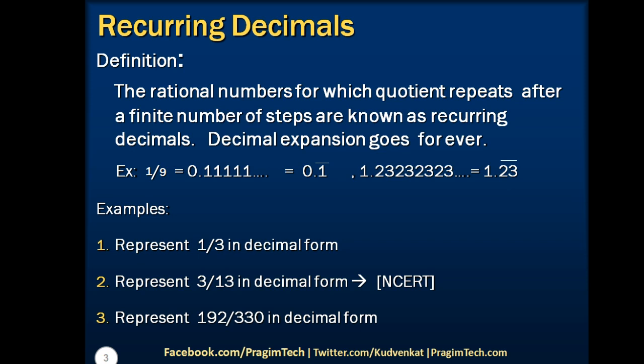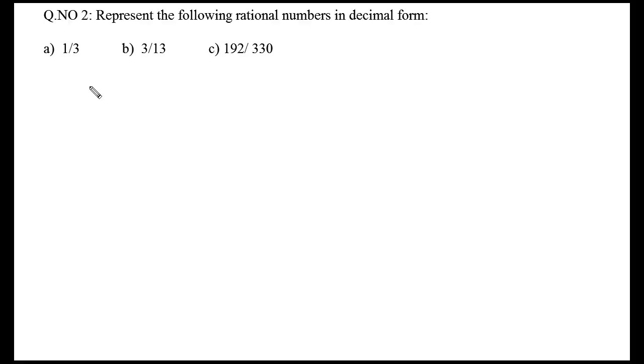Let's understand recurring decimals by considering the following examples. Here the question given is: represent the following rational numbers in decimal form. Let's solve these questions. The first one is 1 upon 3.